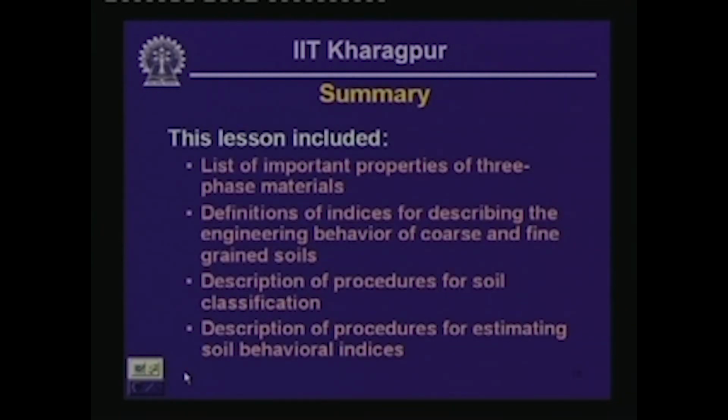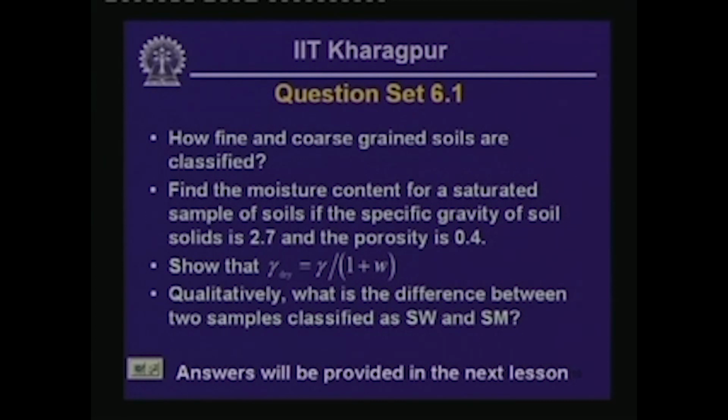Okay. Now, we summarize this particular lesson. What we learnt in this lesson is a list of important properties of three-phase materials. We looked at the definitions of indices for describing the engineering behavior of coarse and fine grained soils. We looked at a description of procedures for soil classification, and we looked at some of the indices for estimating engineering behavior of different categories of soils. Finally, we end this lesson with a question set.